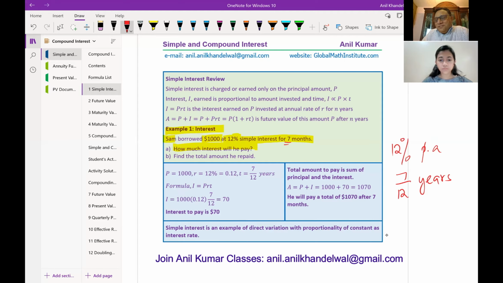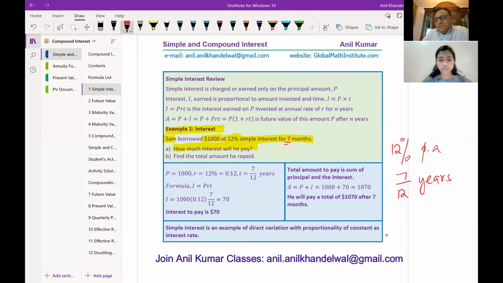If it is 6 months, 6 months means what? Half year, correct? That means 6 over 12. That is how you get half year, correct? So for 7 months, it will be 7 over 12. That is how you could actually think about it. Is that absolutely clear, right?